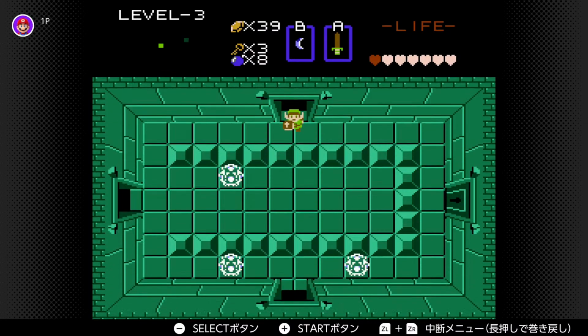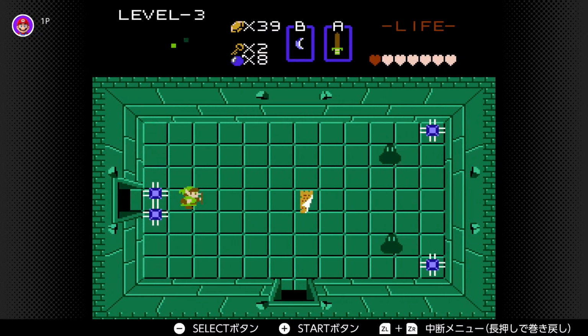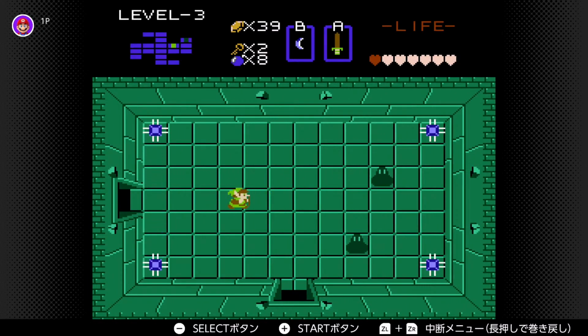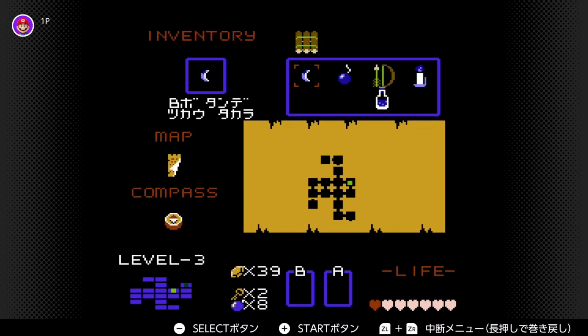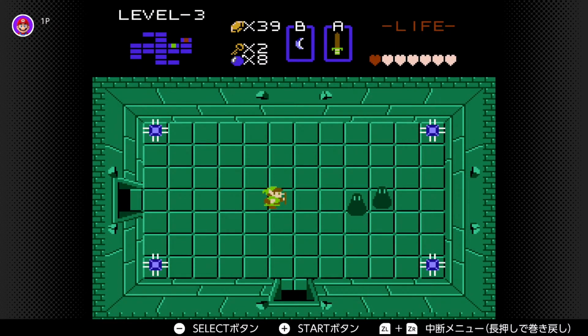Oh boy, I'm about to die. Let's open this door and get the map, so we can see the full shape of the dungeon. Yes, it resembles that symbol, that unfortunate symbol, but that's because it was copied from this one.